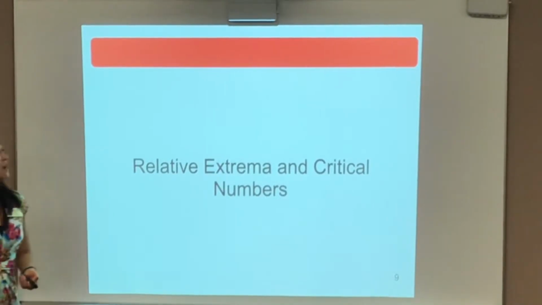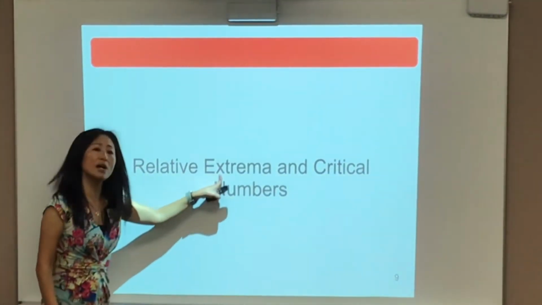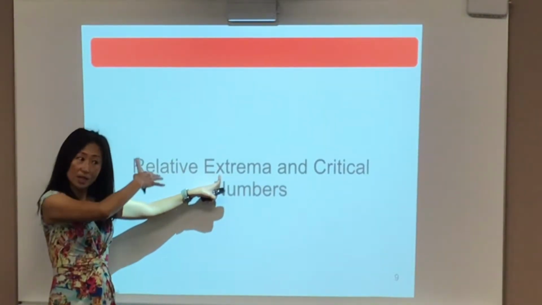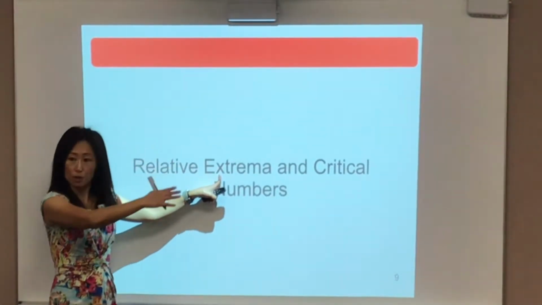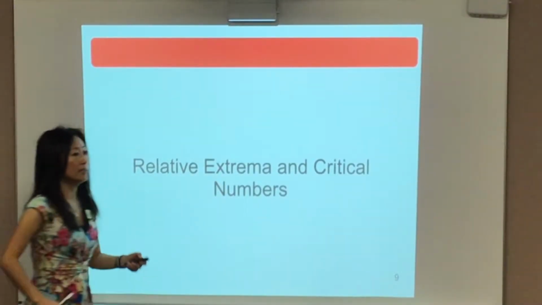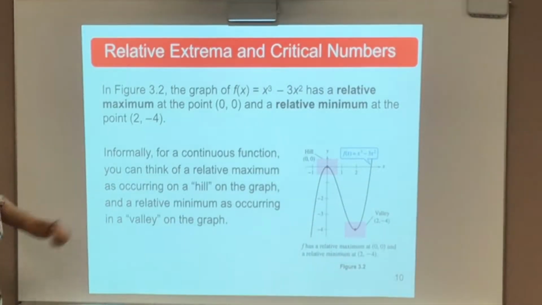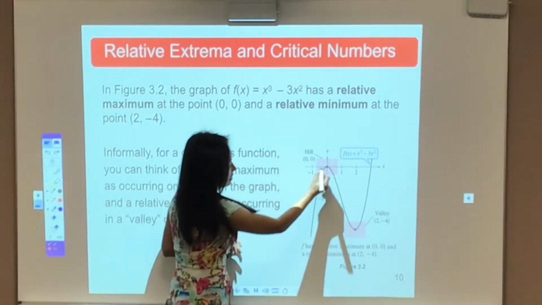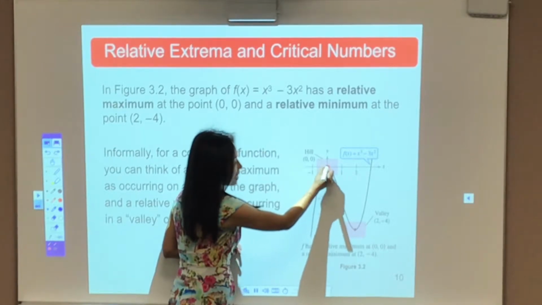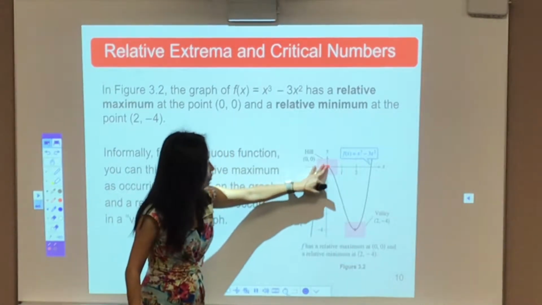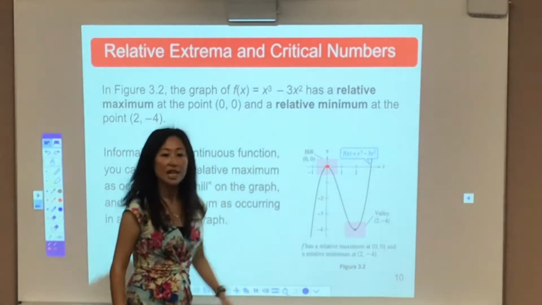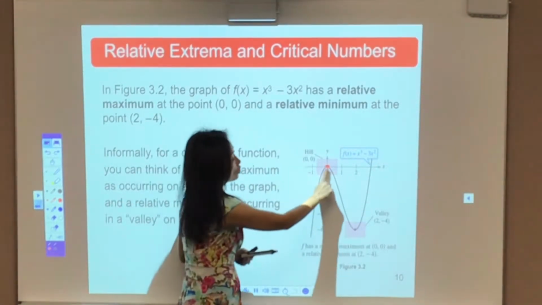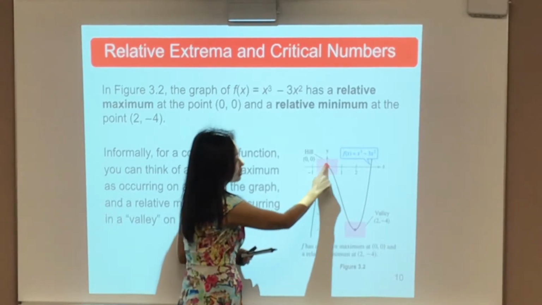Okay, relative extrema and critical numbers. Relative means what? It depends how you look at it, right? It's not absolute. The ones we looked at were absolute maximum and absolute minimum. Now I'm going to look at the relative extrema values. Looking at this graph, did everybody see? This one looks like a maximum value because it is higher than the other values next to it. Am I right, class? So relative means you look at this value, to the left and to the right.